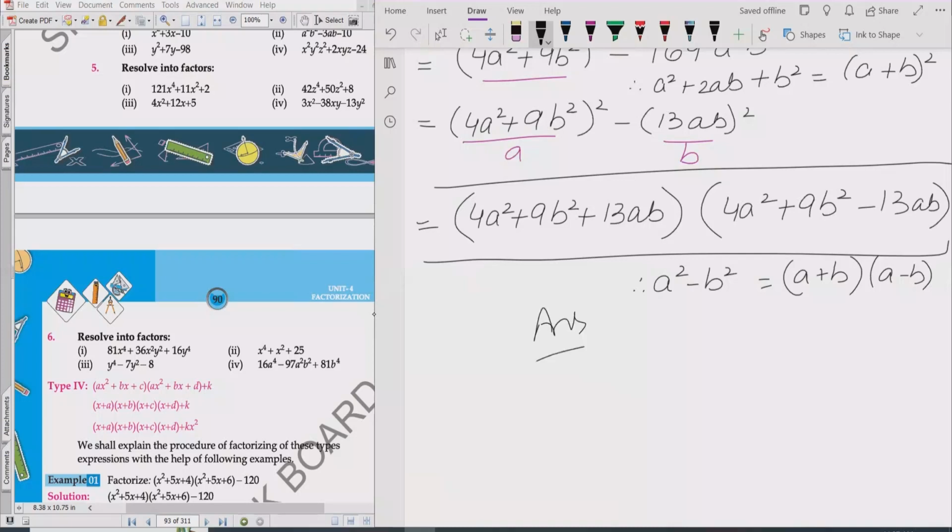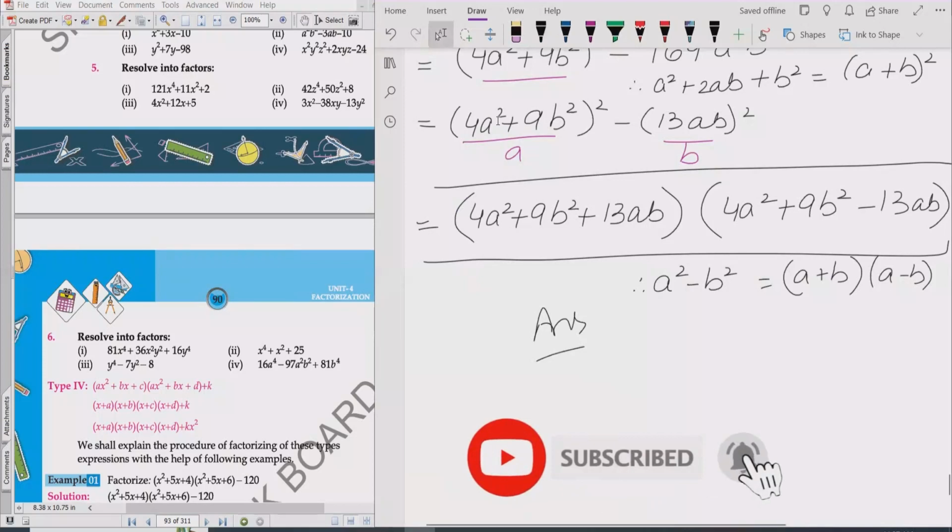I hope you understand these questions. This is related to perfect squares, the method of completing the perfect square by adding and subtracting terms. So in the next class, we will see other types of factorization. I hope you have learned many types of factorization of polynomial expressions through this.